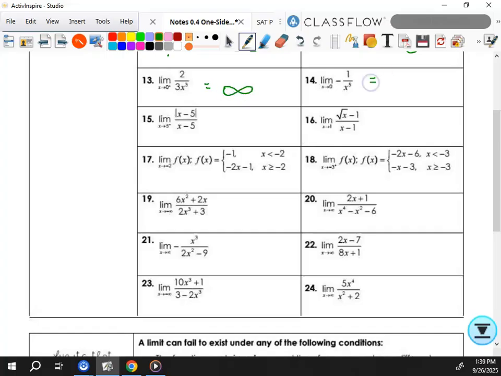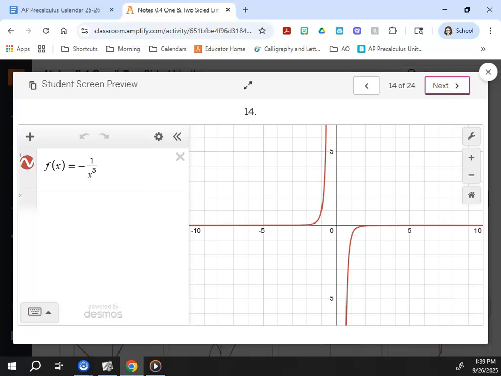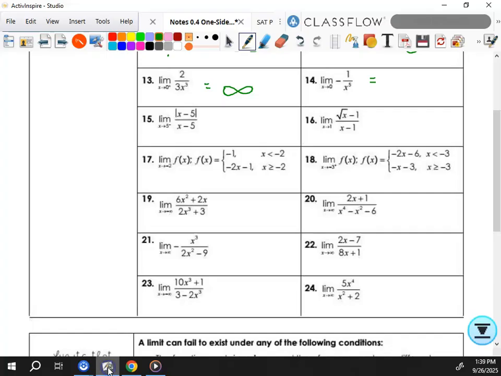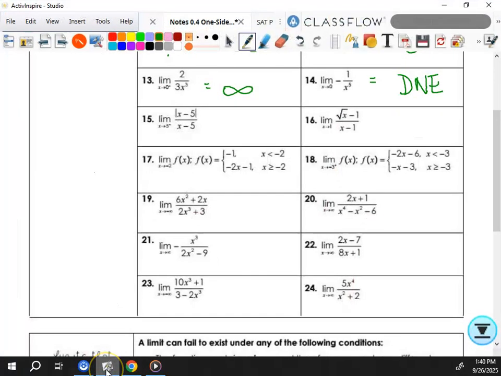All right. 14 from which direction? Both. So what do we think? D and E. Good job. D and E, because we're heading to different things, right? Everybody understand why?